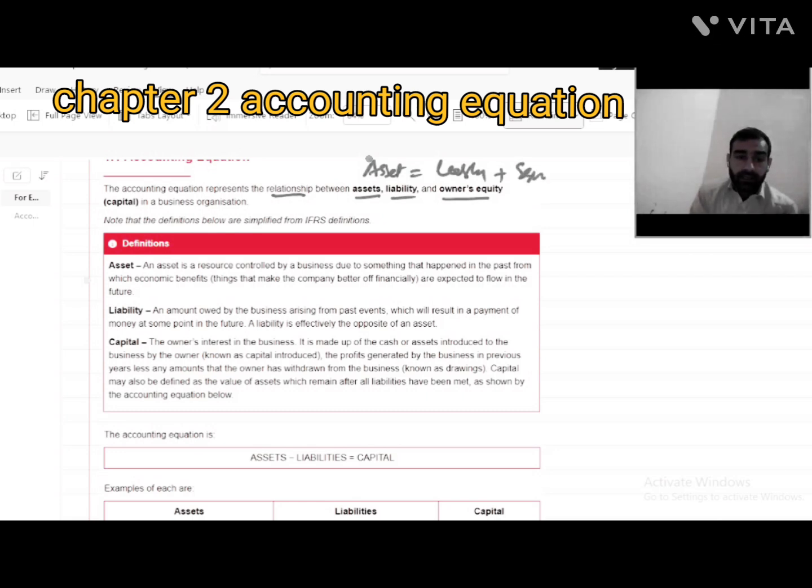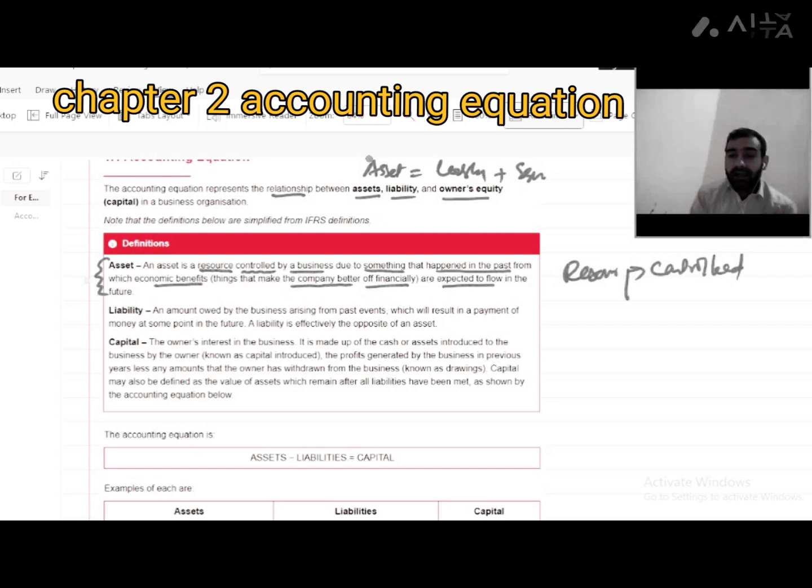An asset is a resource that is controlled by a business. Now an asset is a resource, and this resource is controlled, so this is the first thing. Controlled by the business due to something that happened in the past, from which economic benefits, meaning things that make the company better financially, are expected to flow in the future, and that will be your asset.